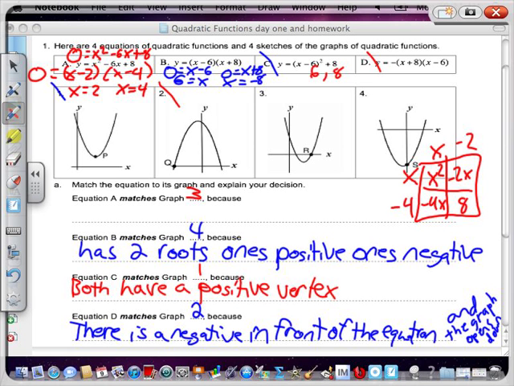Well, for number 3, I have 2 positive roots, and for A, I have 2 positive roots. So because both have 2 positive roots.